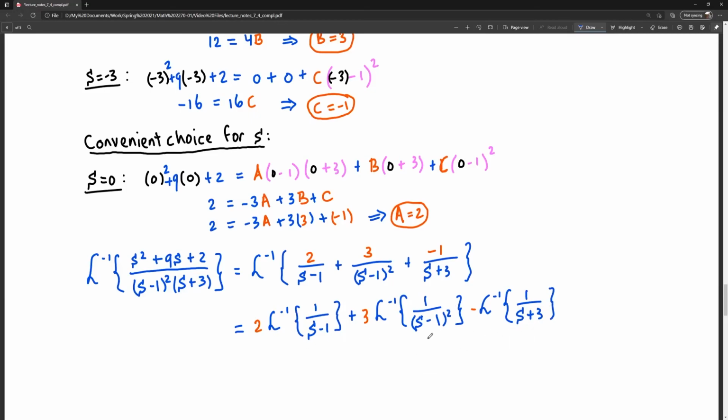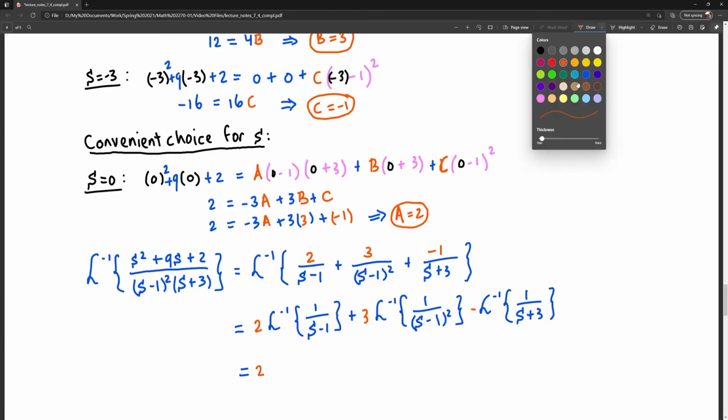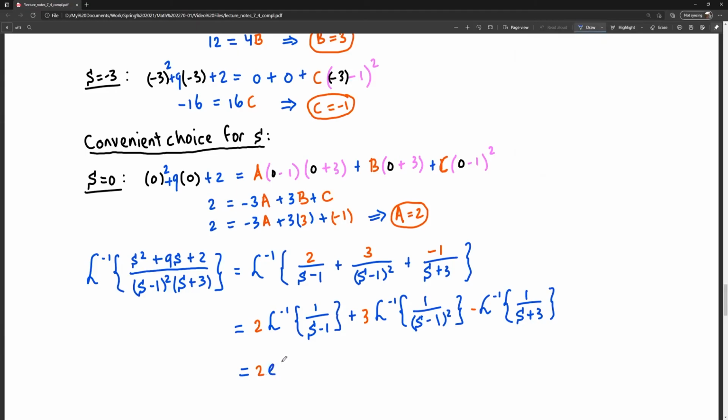These are pretty straightforward. Those are the Laplace transforms of e to the power at. So that first part will be 2 times e to the power 1t. And for the last term, this one right here, we get minus e to the power negative 3t.